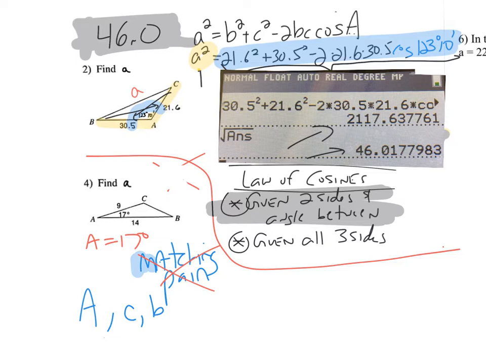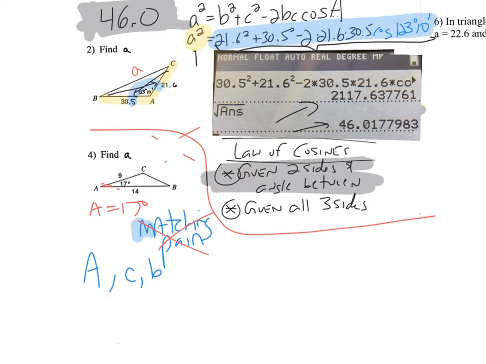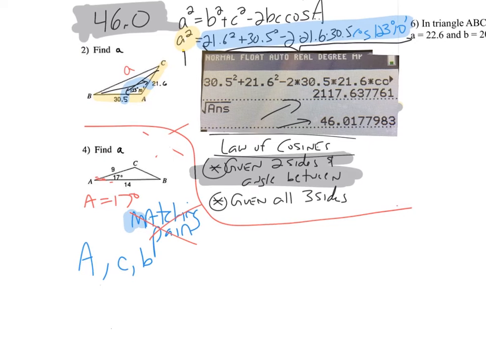And here you are given side B, you're given side C, and the angle in between is angle A. So here, since we're given two sides and the angle in between, we're going to use the law of cosines. We're finding side A, so it's going to look the exact same as the previous problem. A squared equals B squared plus C squared minus 2BC times the cosine of A.